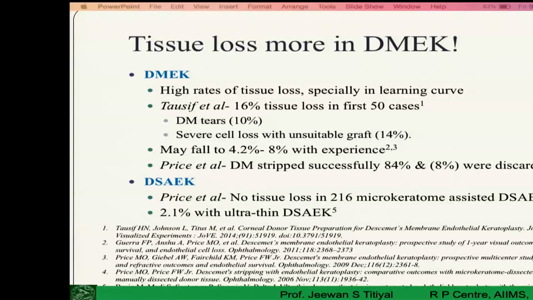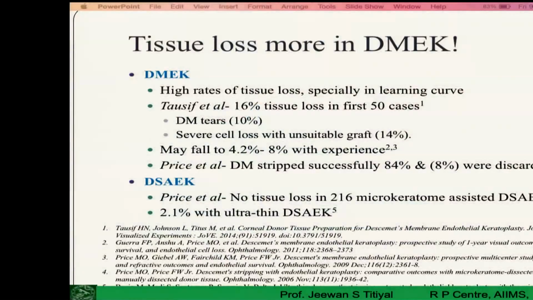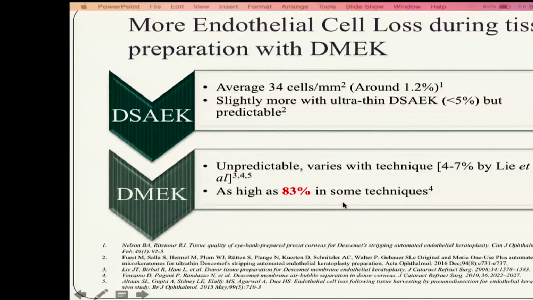Tissue loss is a major concern. See here various studies: Tosef et al., 16% tissue loss, and Price et al., 8% tissue loss. That's a huge number of tissue loss happening in a country like ours, where you have a scarcity of good endothelial tissue. And if you imagine 2.1% ultra-thin DSAEK, which is a little on the higher side from Francis Price, otherwise in our hand it is 0%.